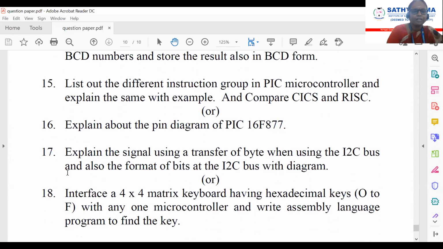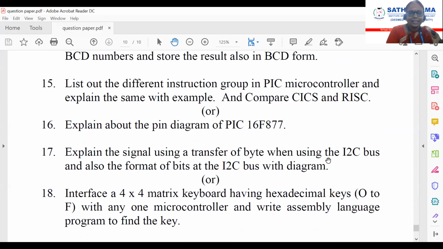Kindly see the instruction set, and compare CISC and RISC. Both they have asked in the same question. Pin diagram of PIC, I told you at that time. It's very difficult for you to remember the pin diagram, but you can put it in groups and write. Are you clear on that?